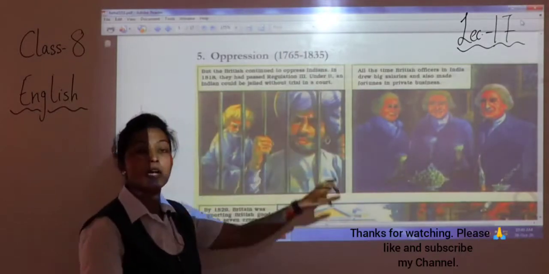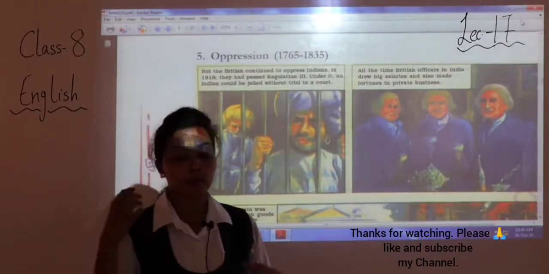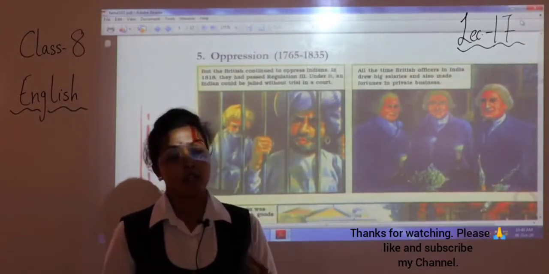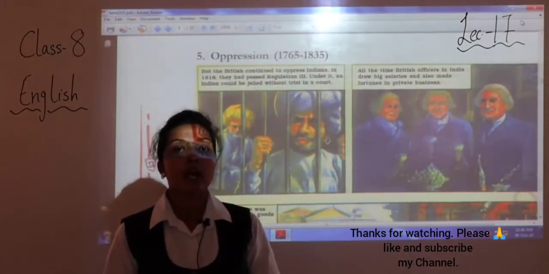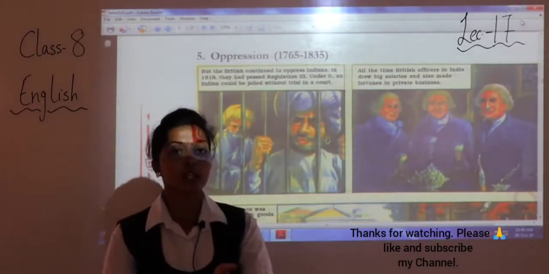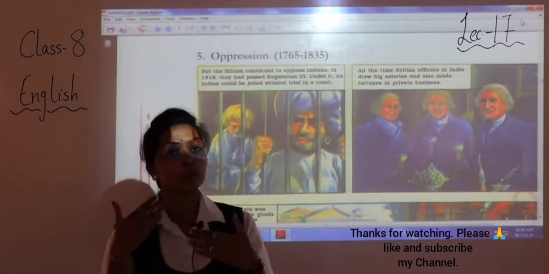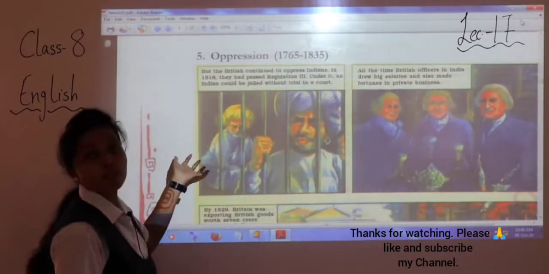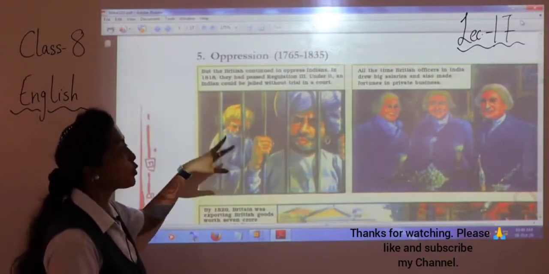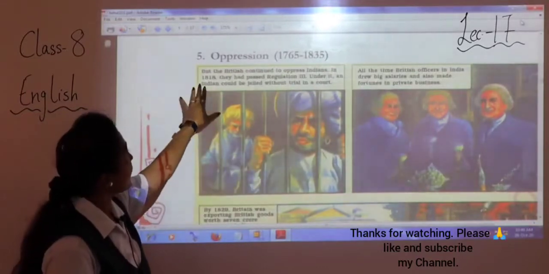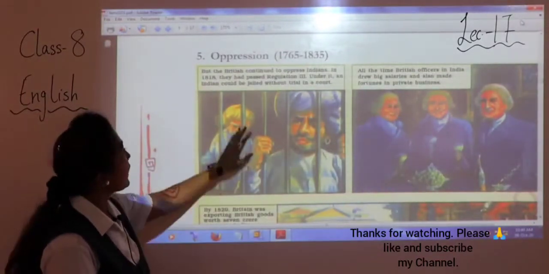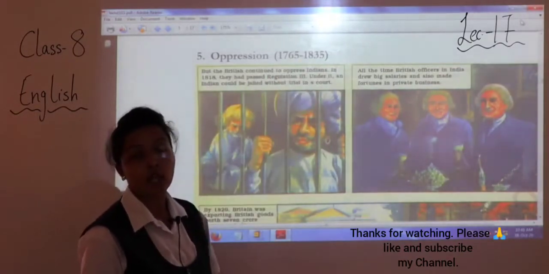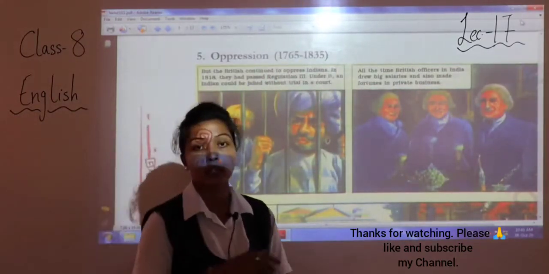But then also, as Ram Mohan Roy went to England and talked with them, they are the same; whatever they are thinking, whatever they want to do, they continue with that only. Okay, so what do the Britishers do? Britishers continued to oppress Indians in 1880. They had passed Regulation 3. Now they passed one more Regulation 3.